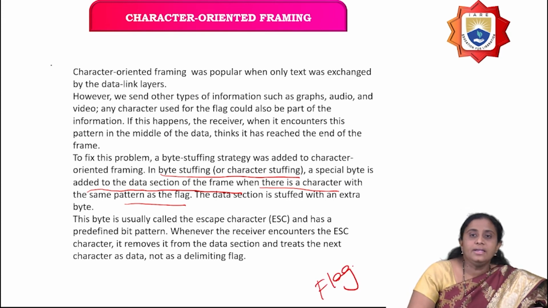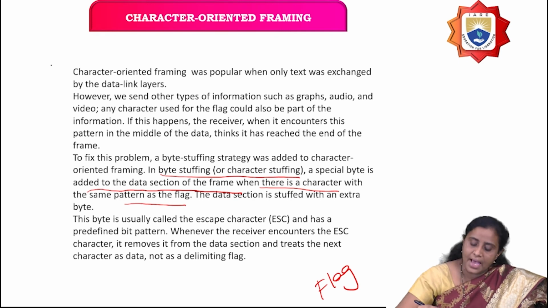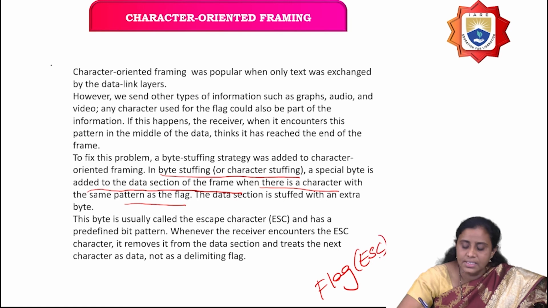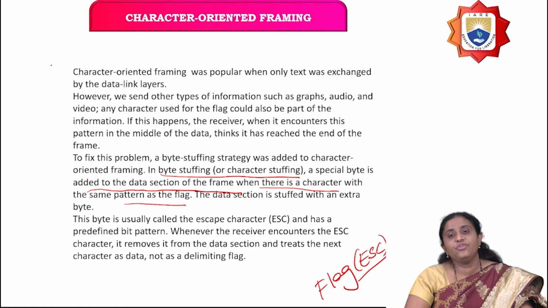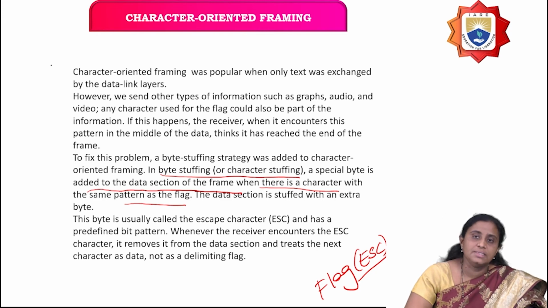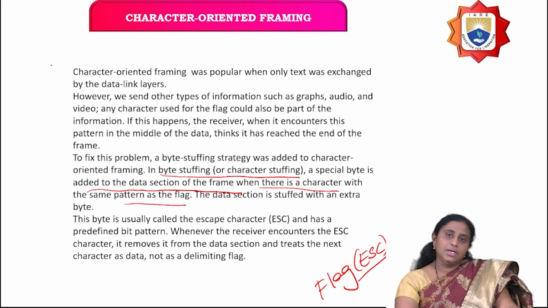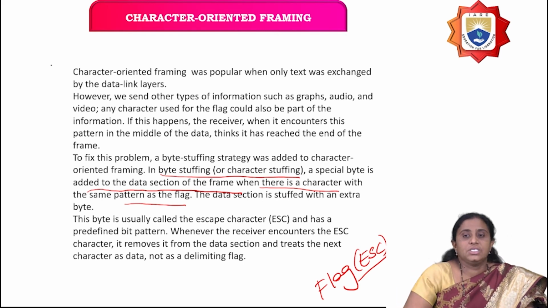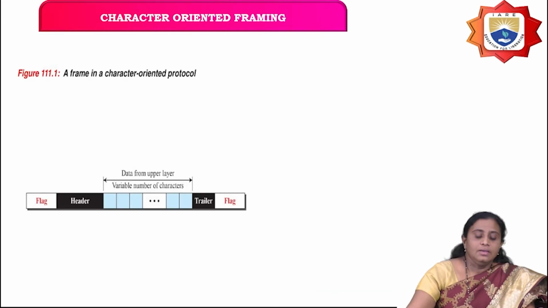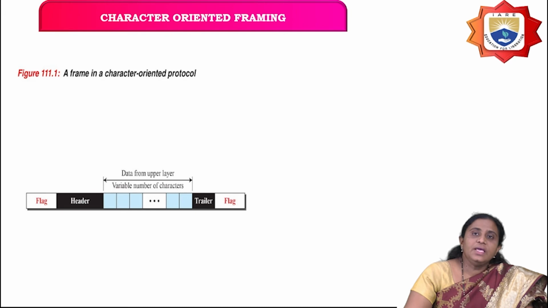This byte is usually called the escape character, and it has a predefined bit pattern. Whenever the receiver encounters the escape character, it removes it from the data section and treats the next character as data, not as a delimiting flag. And this is one example of character-oriented framing.